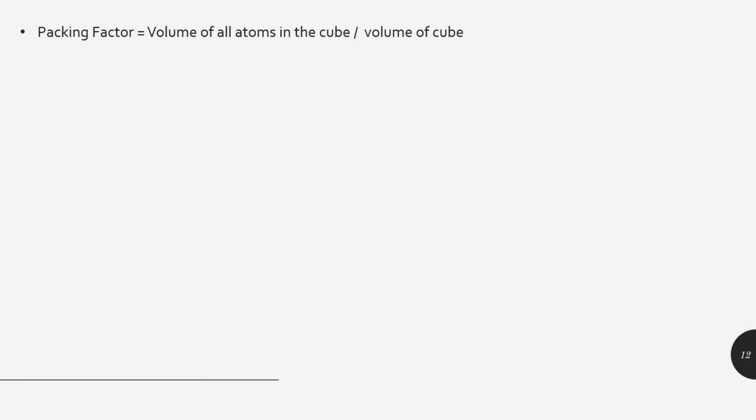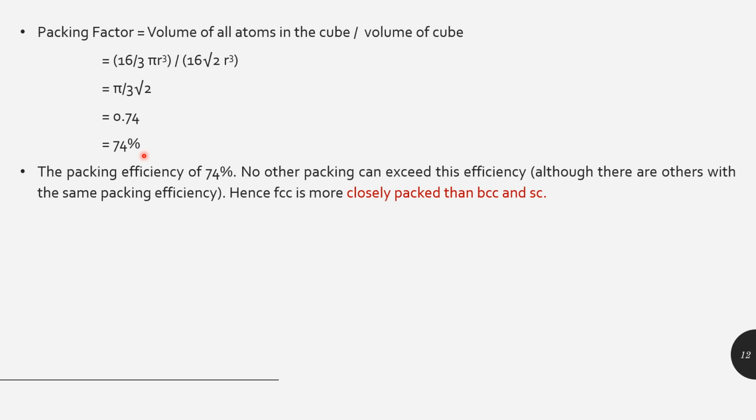Now we will find the packing factor, which is the volume of all the atoms in the cube divided by the volume of the cube. Substituting everything, you get pi by 3 root 2. This is 0.74, and in terms of percentage, it is 74%. That means 74% of the unit cell is filled with the atoms. Hence, FCC is more closely packed than BCC and the simple cubic structure.